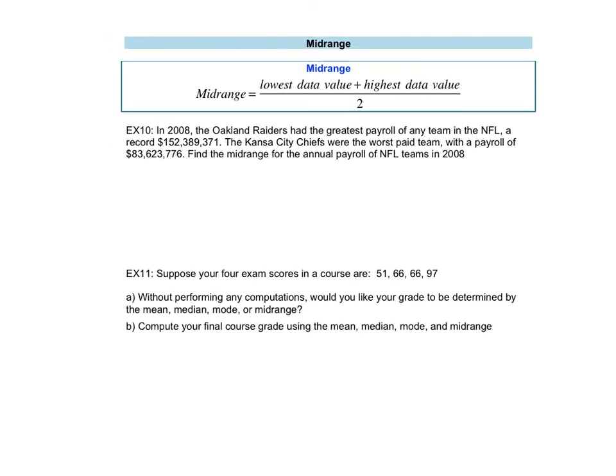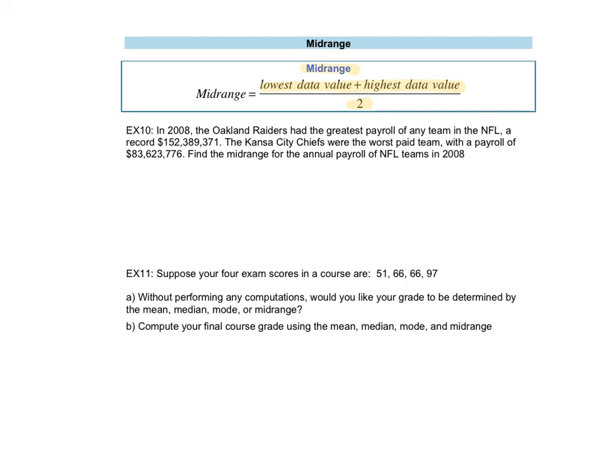Very simple. Let's look at mid-range. Mid-range is our last measurement. When we talk about the mid-range, all we're doing is taking the lowest data value, adding it to our highest data value, and dividing by 2. So we're finding the mean of our smallest and our largest data item.